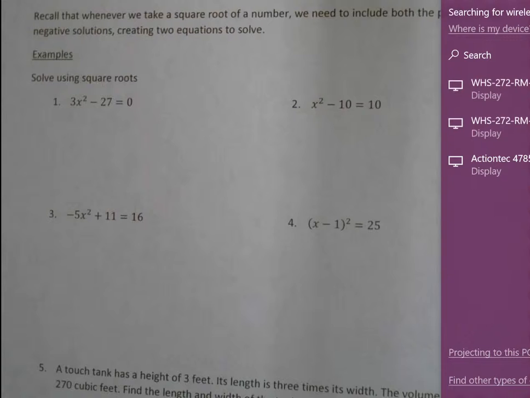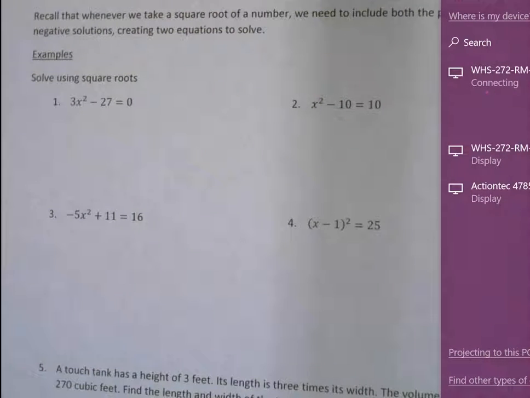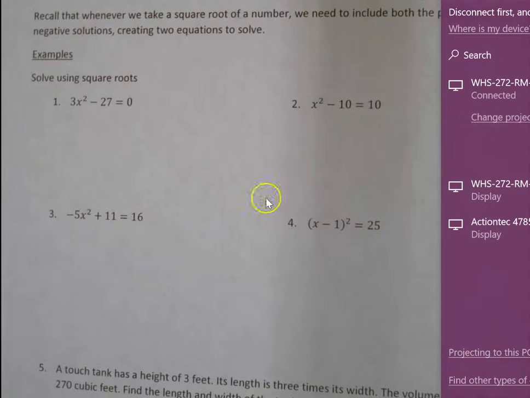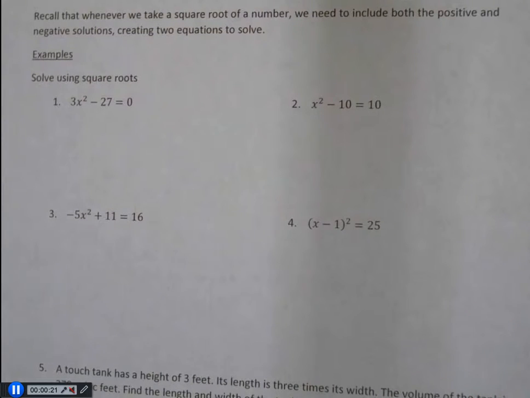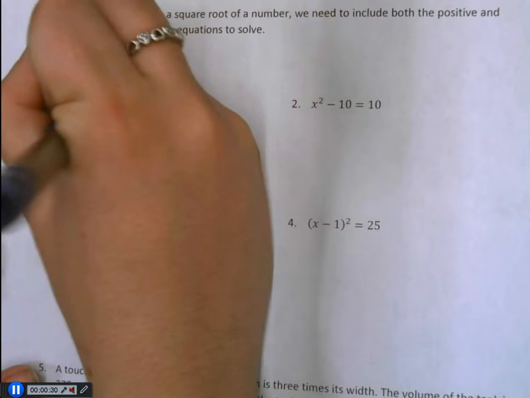Anyways, today we are solving quadratic equations with square roots. This is kind of like what we were doing on Monday, except now there's an x in here. Okay, so like solving a normal equation, I want to get the x by itself. So on number 1, I'm going to add 27 to both sides.